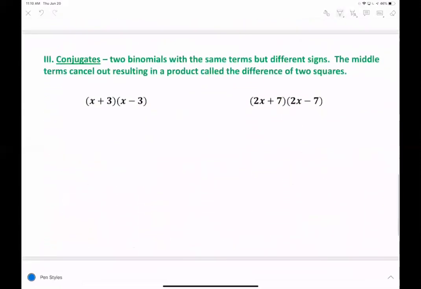In this next set, we're going to talk about a special case called conjugates. Conjugates are two binomials that have the same terms but different signs. So if you look at this first example, notice that both of these terms have an x and a 3. The only difference is one's a positive and one's a negative. We will use FOIL.